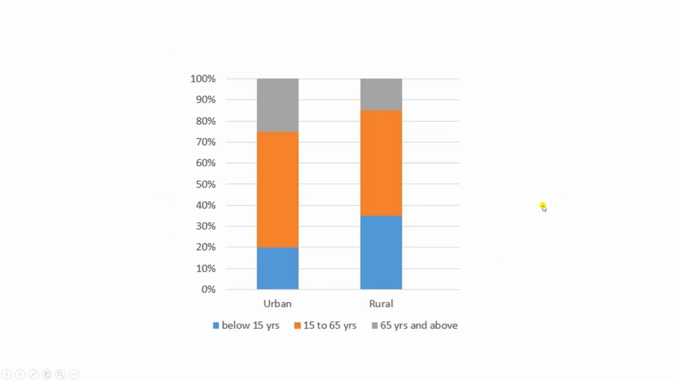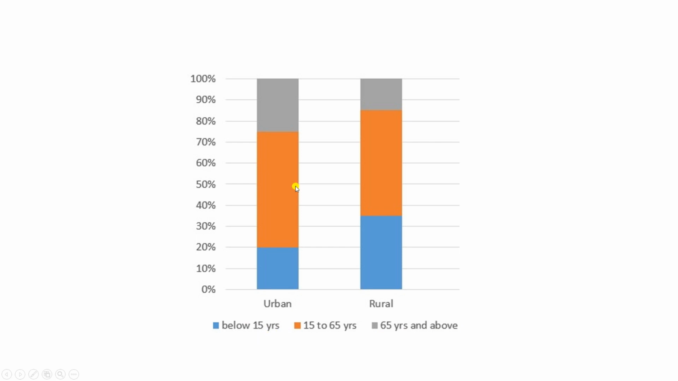What about composite bar or component bar rather? That means each bar has different components. So we have made urban and rural distribution, and in each bar we can see the age distribution of the population. So in urban areas, blue area denotes the population less than 15 years, orange 15 to 65 years, and this gray area 65 years and above.